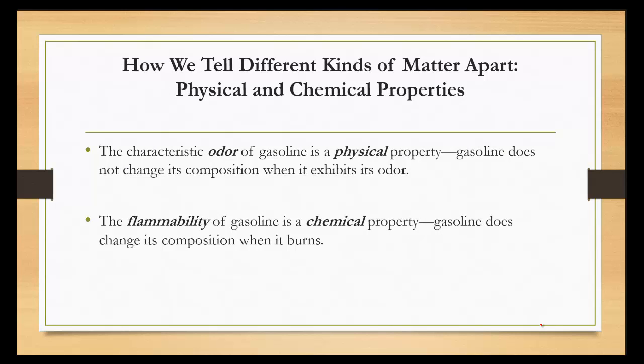For instance, if we look at gasoline, the characteristic odor of gasoline is a physical property. Gasoline does not change its composition when it exhibits this odor. The flammability of gasoline, however, is a chemical property. Gasoline does change its composition when it burns.